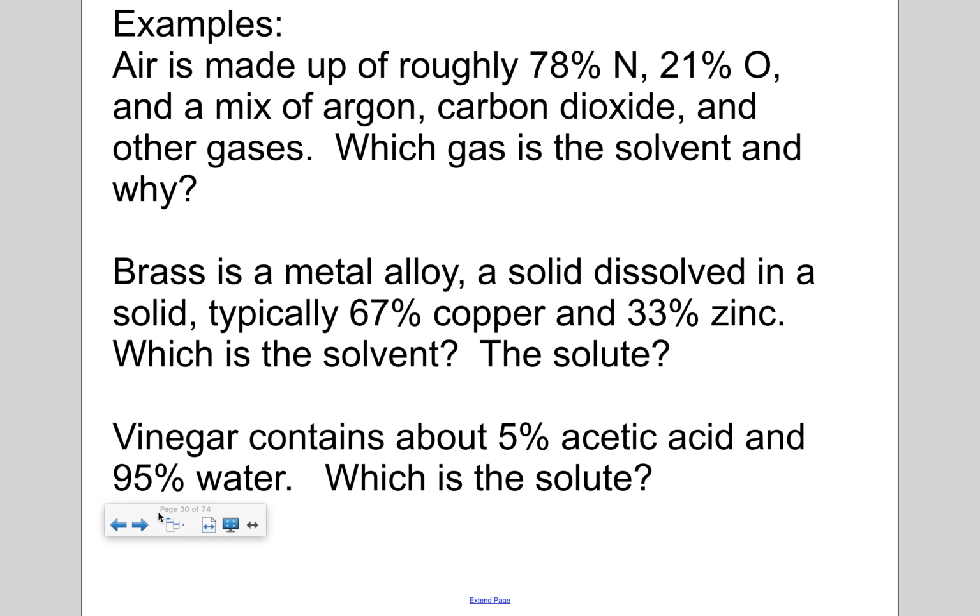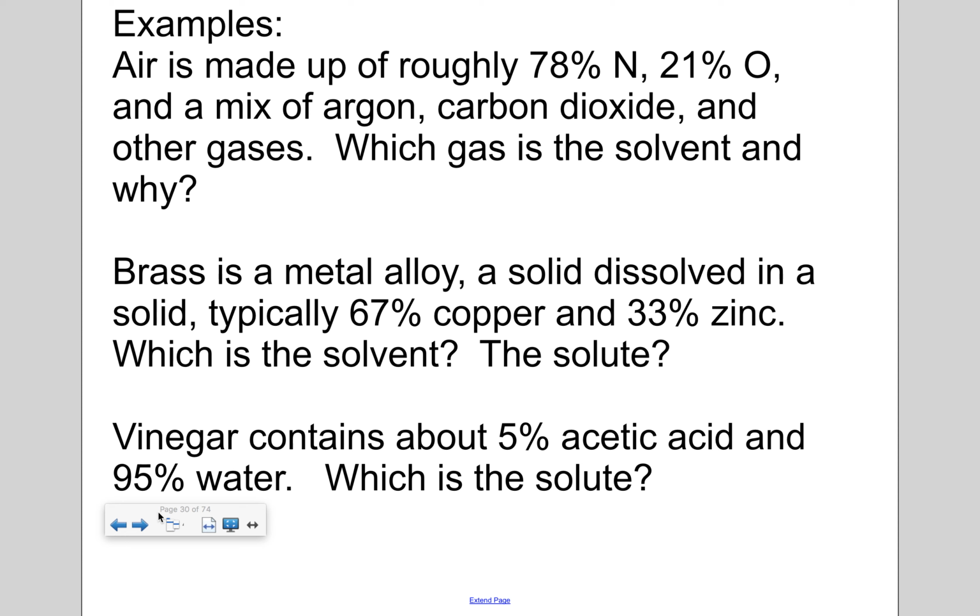Okay, some examples. Air is made up of roughly 78% nitrogen, 21% oxygen, and a mix of argon, carbon dioxide, and other gases. Which gas is the solvent and why? The thing about mixtures and solutions is that they don't have to be liquid and solid. Okay, they can exist in different forms. So here we have all of the gases, and I'm asking which gas is the solvent. And I hope you're thinking nitrogen, because there's more of it. So you can say nitrogen's dissolved in all the other types of gases.